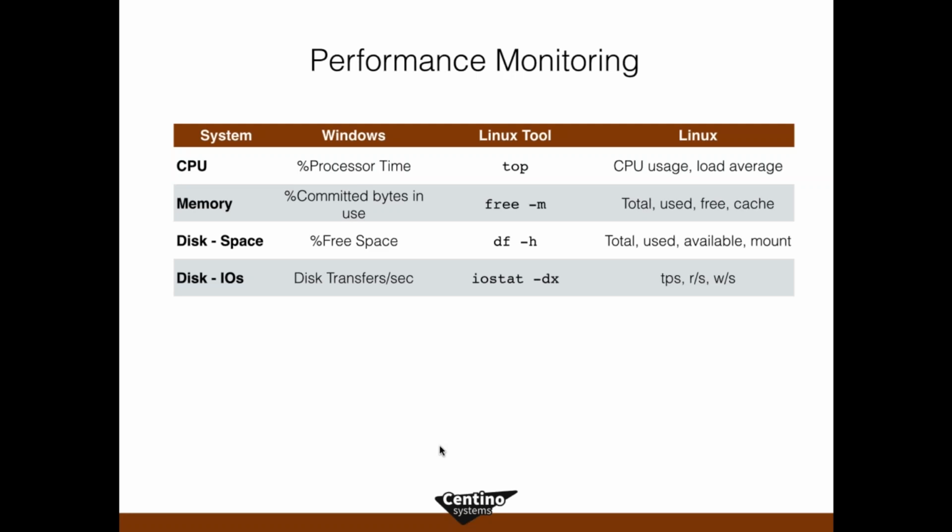iostat -dx, right? What iostat -dx is going to give you is transactions per second, or TPS, reads per second, and writes per second. So you can figure out which disk subsystem is churning through a bunch of data.